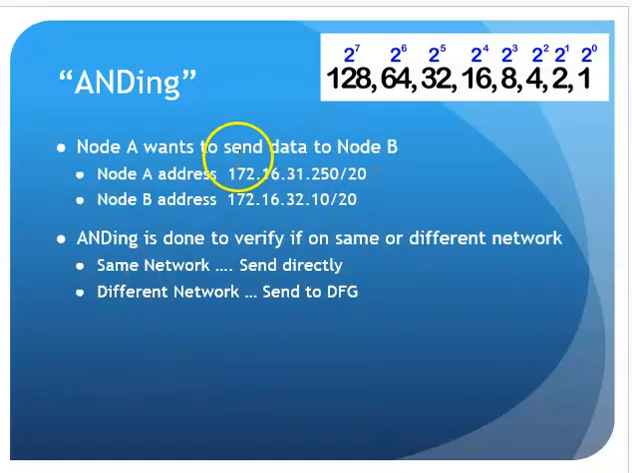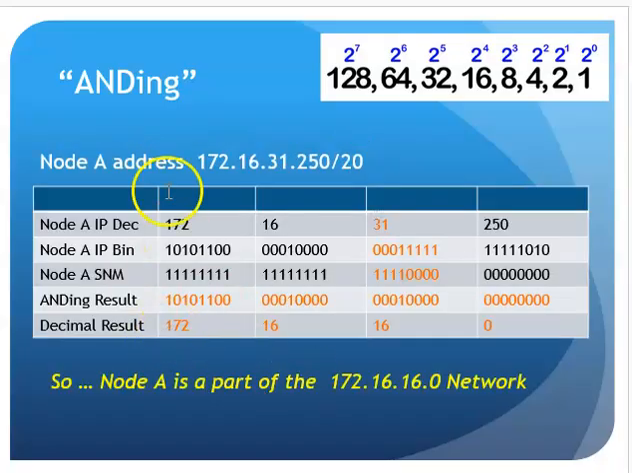So I have an example here, node A address, node B address, ANDing. Same network is going to send directly, different network is going to send it to the default gateway. So if we have a node A address, 172.16.31.250/20, here is the IP address of that, and then here is the subnet mask of that. The /20 is your 20 bits, 16 plus 4 more here for the subnet mask. There's your 20 bits. So as it ANDs these together, 172 is going to get ANDed through and be 172.